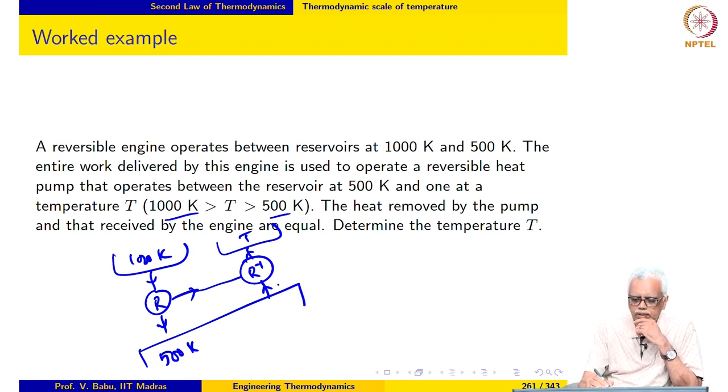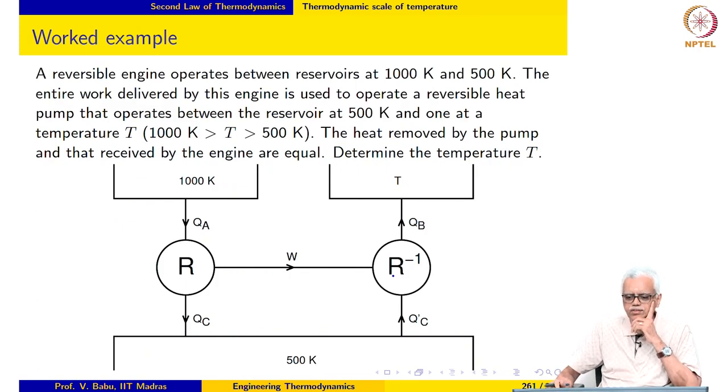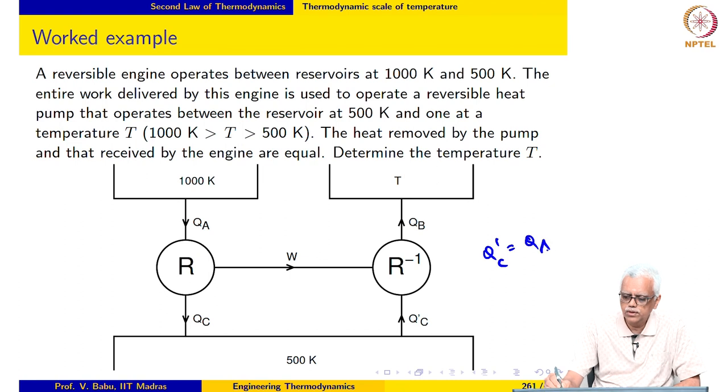So, the heat removed by the pump, let us call this QC prime, and let us call this QC. The heat removed by the heat pump is equal to the heat that is received by the engine. We are asked to determine the temperature T. Here we have this block diagram drawn in a nice manner. From the problem statement, it is given that QC prime equals QA, and we are asked to evaluate the intermediate temperature T.